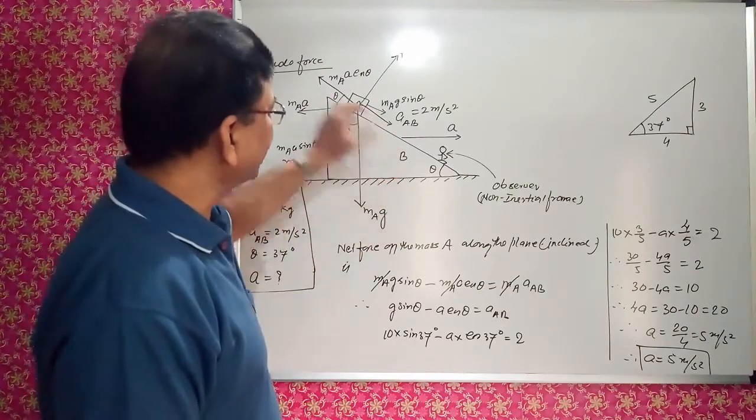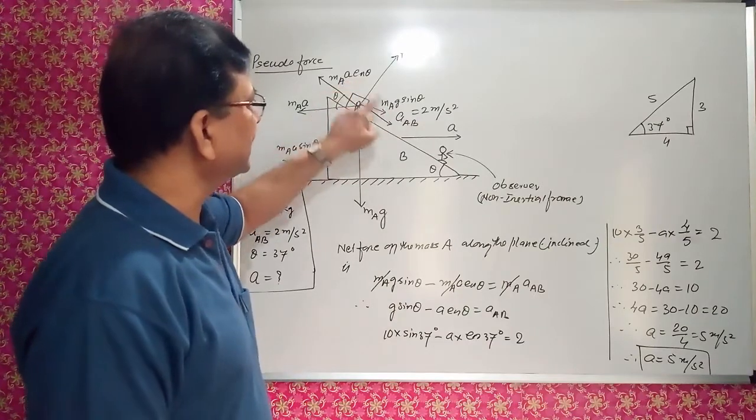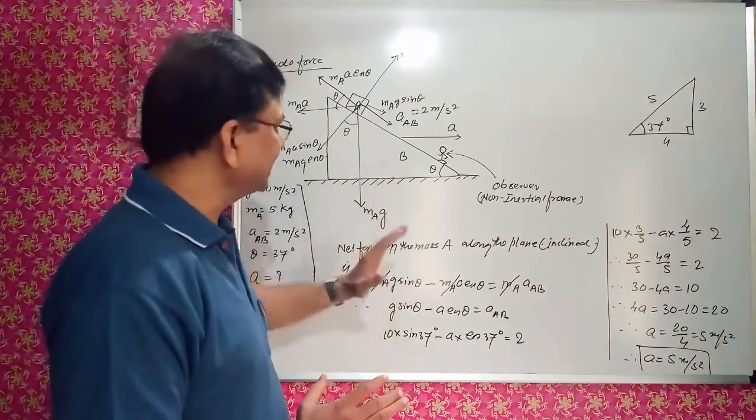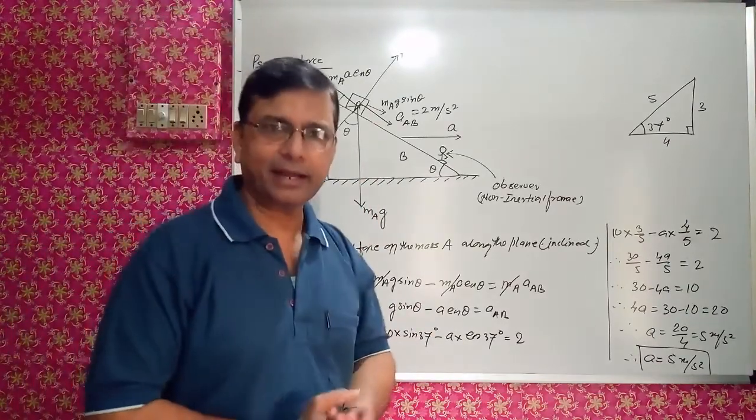So net force along this plane will be caused by this force as well as this force, and these two forces collectively will cause acceleration in this mass. That is why this equation is framed with these two forces only, right?